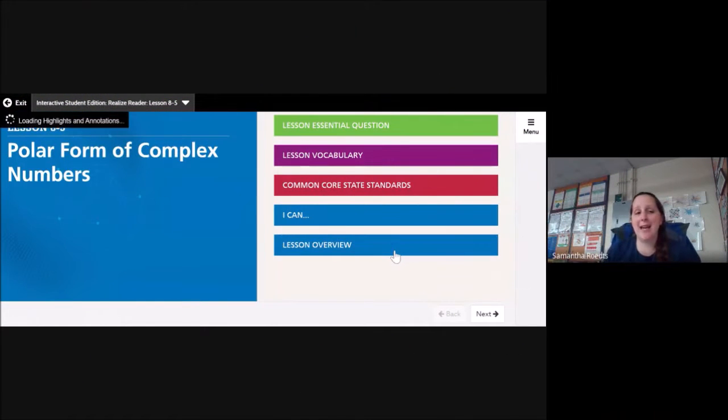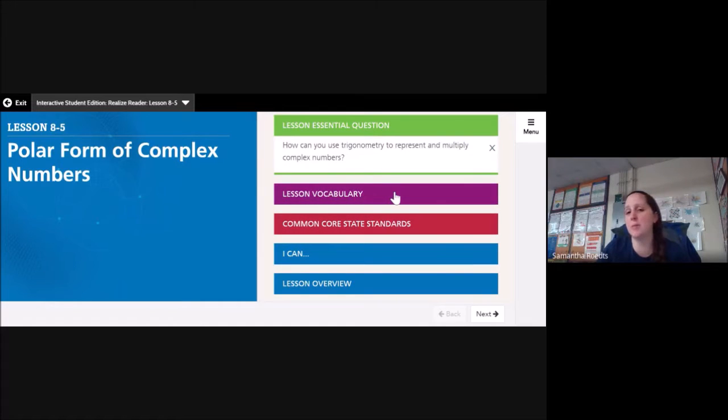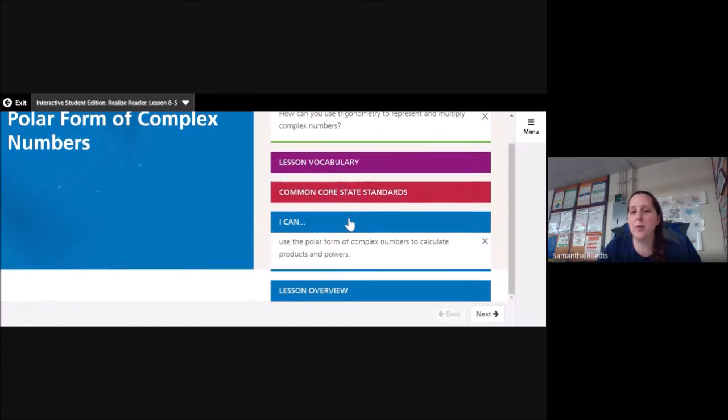Right, this is Unit 8, Lesson 5, Polar Form of Complex Numbers. So our lesson essential question is, how can you use trigonometry to represent and multiply complex numbers? At the end of this lesson, you'll be able to use the polar form of complex numbers to calculate products and powers.